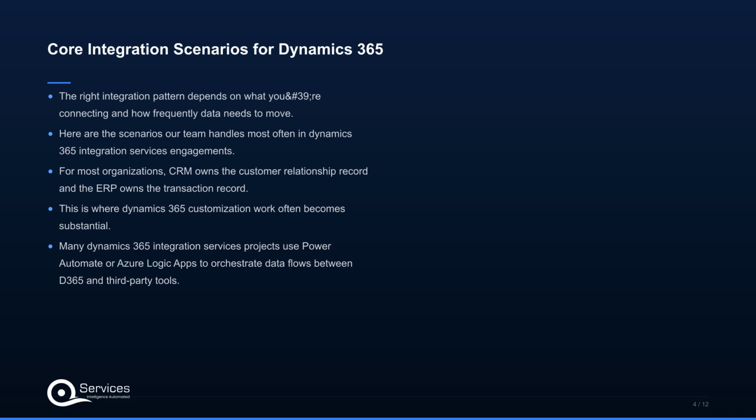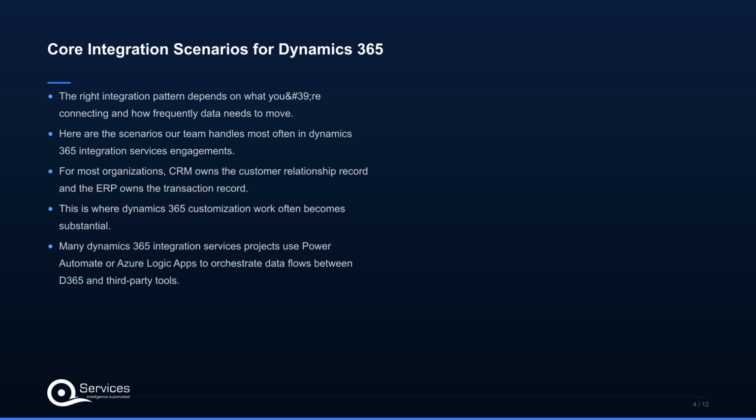For most organizations, CRM owns the customer relationship record and the ERP owns the transaction record. The integration layer syncs account data, pricing, and order status bidirectionally, with conflict resolution rules for scenarios where both systems update a record simultaneously. This is where Dynamics 365 customization work often becomes substantial. Standard Dataverse connectors handle simple field mappings, but business rules and exception handling typically need custom logic built on top of the connector layer.